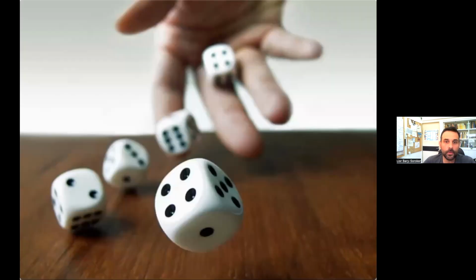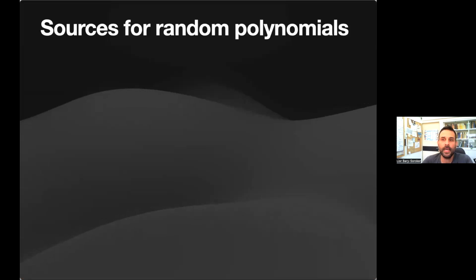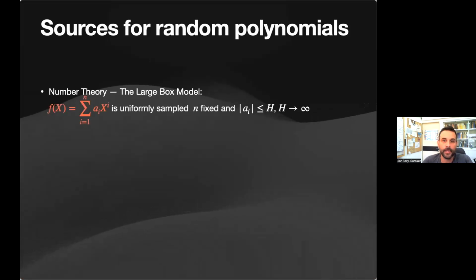So I'm going to take a probabilistic point of view of this problem. It's not important, but it helps us to look at it in a better way. It's very convenient to take a probabilistic point of view. And in a probabilistic point of view, I need a random polynomial. And there are all kinds of ways to generate random polynomials.